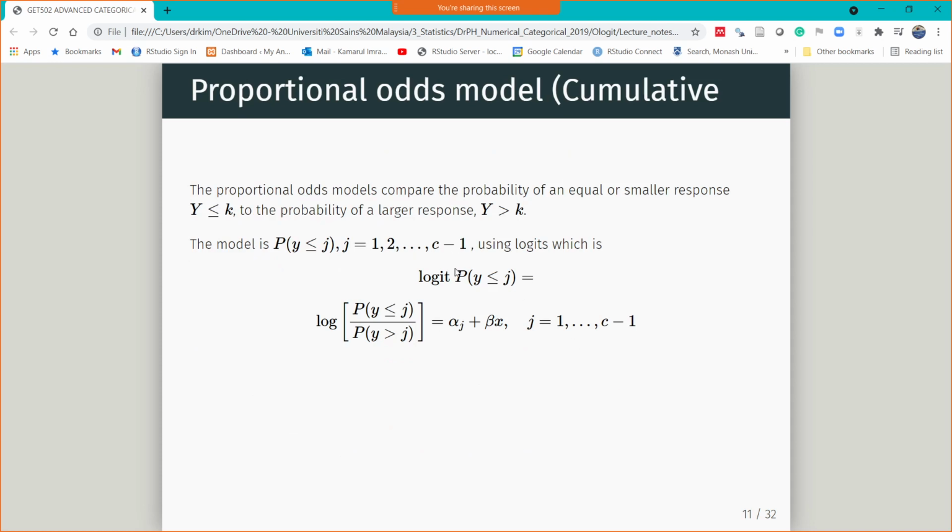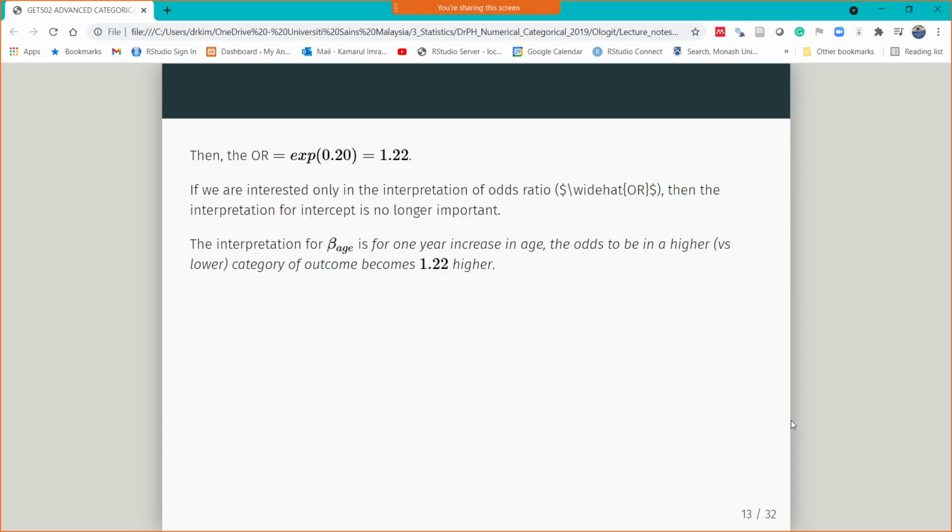Okay, so they are different, not contradicting, but actually different authors use different definitions of the proportional odds model.